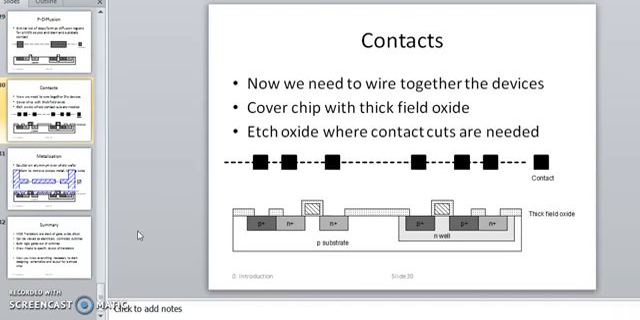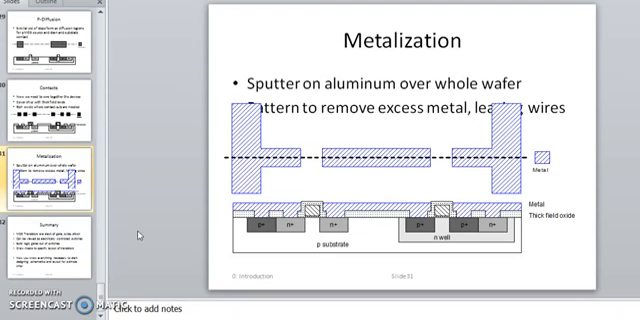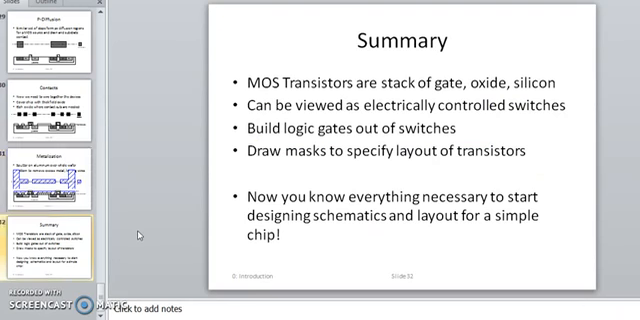Next, finally we have to create the contacts for the source, drain and gate terminals. For that we make the mask of the contact where we want it on the P substrate. For the wiring purpose, we cover the strip with a thick field oxide and etch the oxide where the contact cuts are needed. And finally, it goes through metallization, where we use aluminum over the wafer.